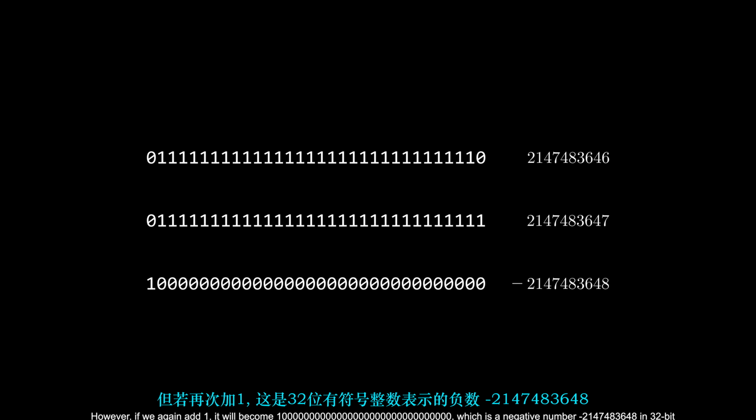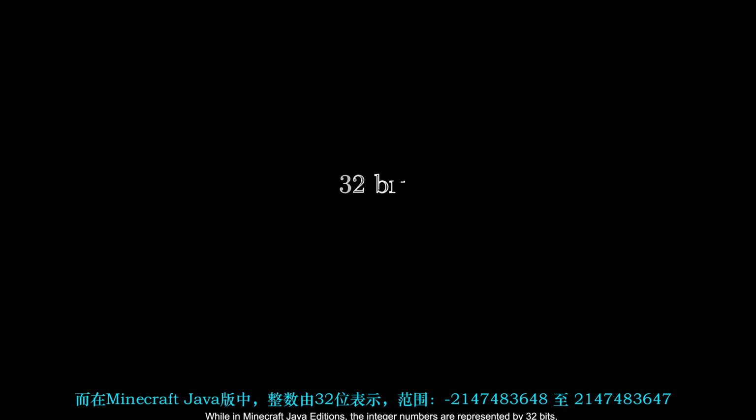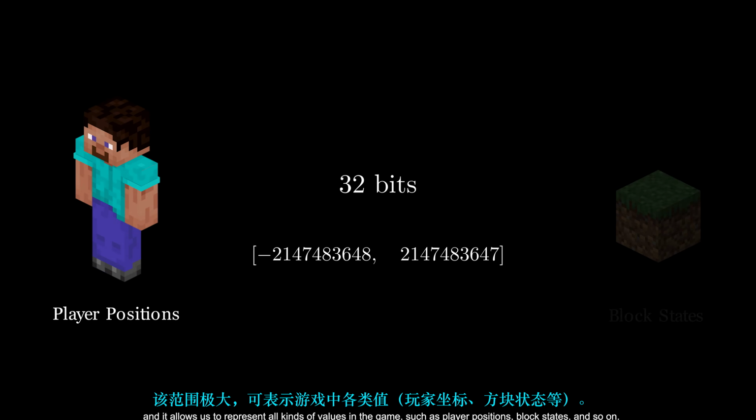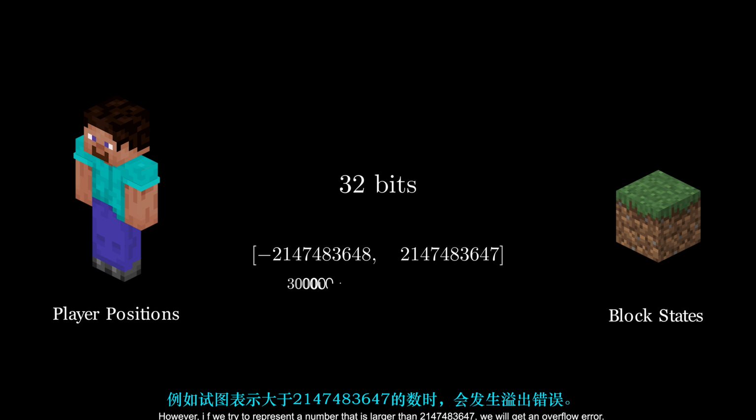In Minecraft Java Edition, the integer numbers are represented by 32 bits, and it allows us to represent player positions, block size, and so on. However, if we try to represent a number that is larger than the extreme value, we will get an overflow error. This can cause unexpected behaviors in the game.